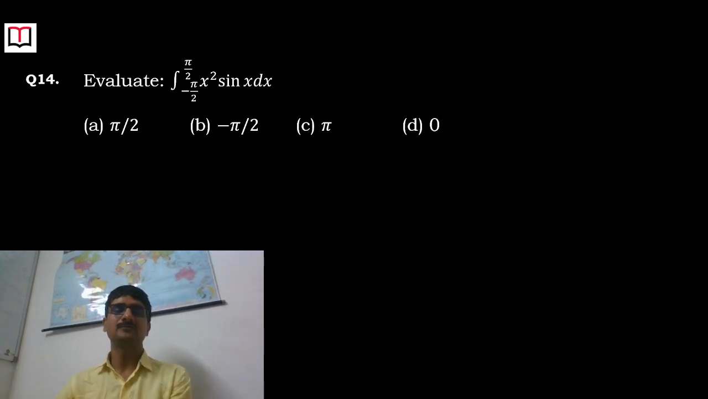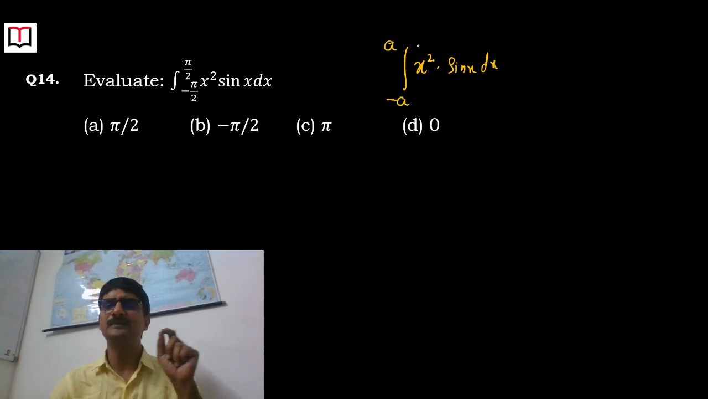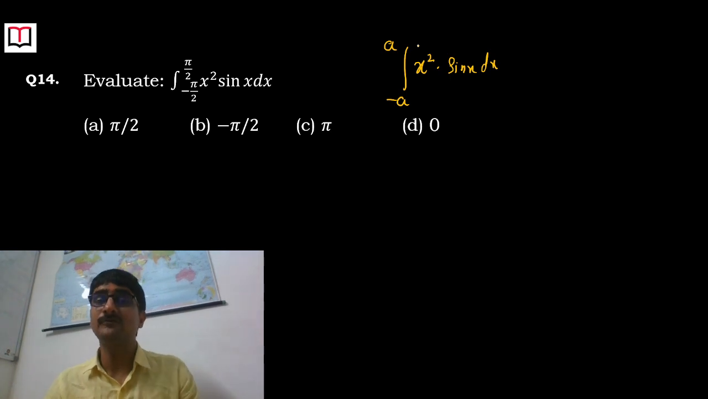Now moving to the fourth one, evaluate this. I think no problem in it. See, we will be using the property x square into sine x. Look at the limits here, limit from minus a to a. So whenever you have an indefinite integral with limits from minus a to a, the first thing you check is whether the function is an even function or odd function.